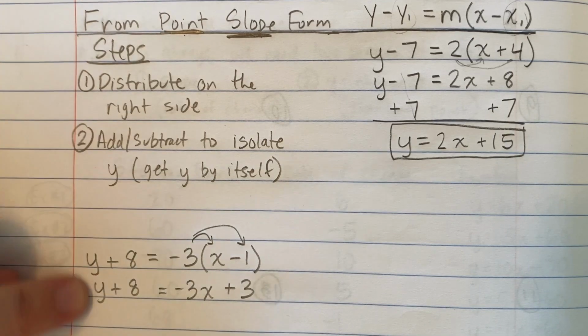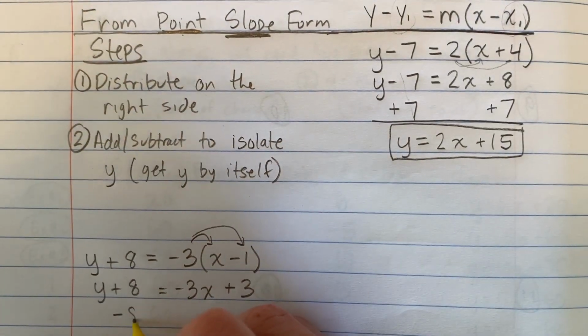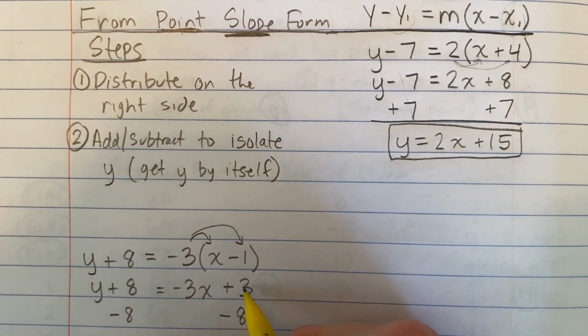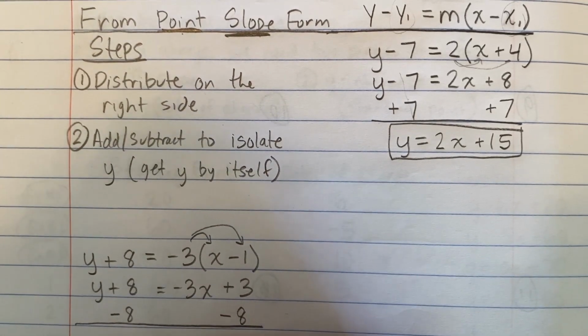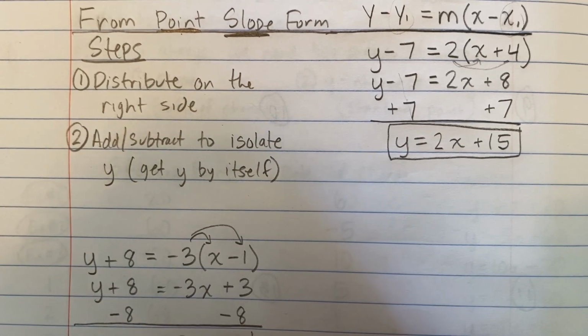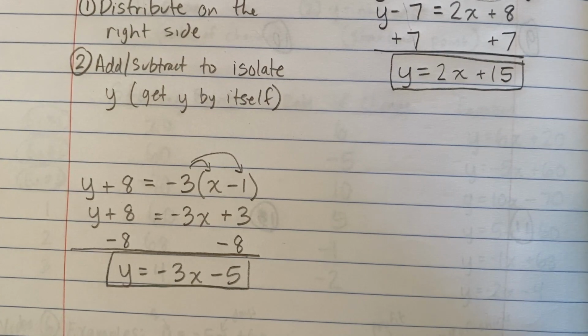Next, I need to add or subtract to get y by itself. So here, if I want y by itself, I need to get rid of +8. So I'm going to do -8. I don't do it here. Those aren't like terms. I do it over here. These don't have an x. Those are like terms. So I get y equals -3x. 3 minus 8 is -5.